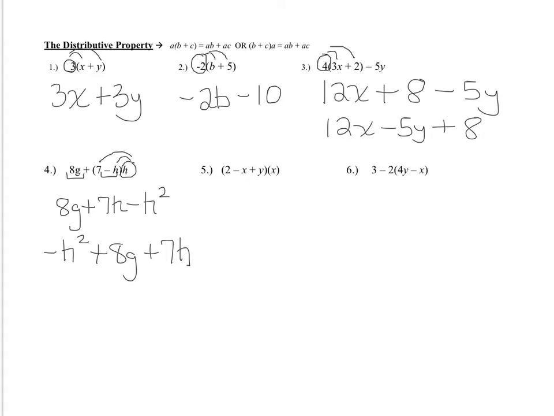All right, so now number 5. If you look at number 5, I'm going to circle the x here because that's getting distributed to the 2, the x, and the y, or the negative x and the y.